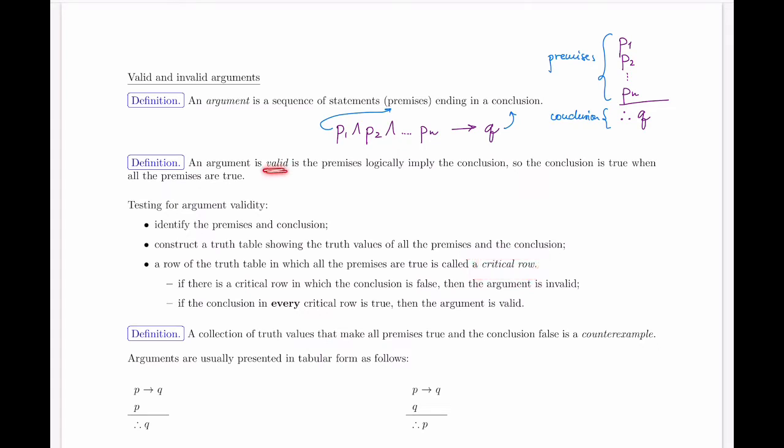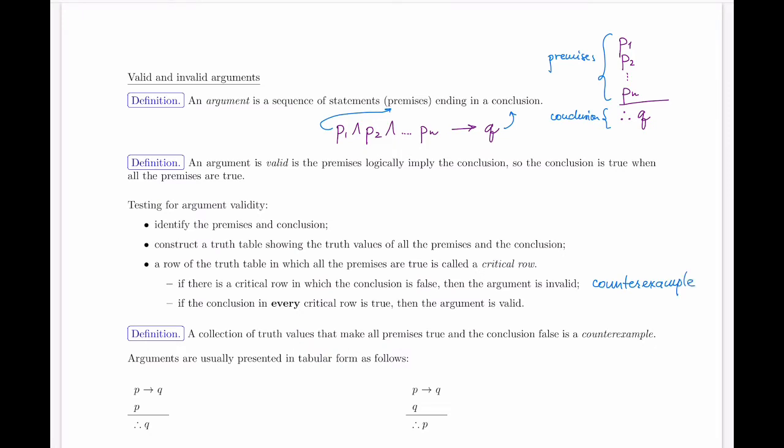Notice that an argument is valid when the conclusion is true for all premises being true. So this part is what is called a critical row. If the conclusion is also true in this row, that means that the argument is valid, as per the definition. If the conclusion is false in that row, then we've just found ourselves a problem, and therefore the argument is invalid. In this case, we also say that we have found a counterexample. So this is what we're going to call this particular situation.